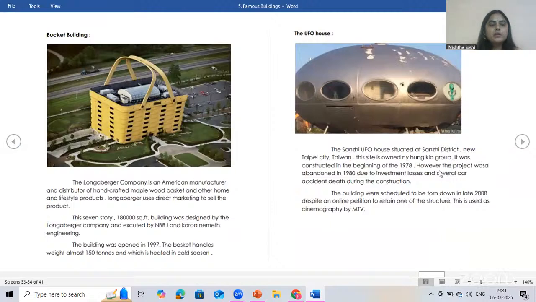The bucket building, which looks like a picnic basket, became very famous and got a lot of limelight because of its unique design, and it was actually designed for a company known as Longaberger Company, who manufactured baskets. Next one is the UFO house, also very famous for its unique design.